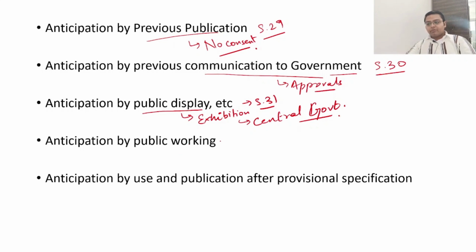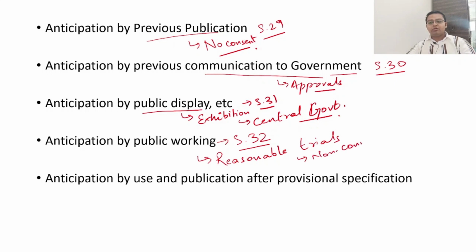Anticipation by public working. Again, it talks about reasonable trials. So we talk about beta testing and alpha testing in the labs. If any of those testings or public trials are being done, that would not be an anticipation because it is a non-commercial use. Just remember this, that it should be a non-commercial use. Then anticipation by use and publication after provisional specification. Remember section 9 over here. After making a provisional specification and before making a complete specification, you can do whatever you want with your invention. In those scenarios also, it would not be an anticipation.